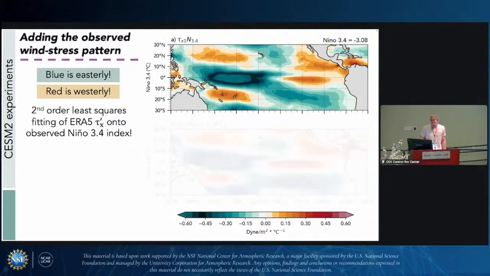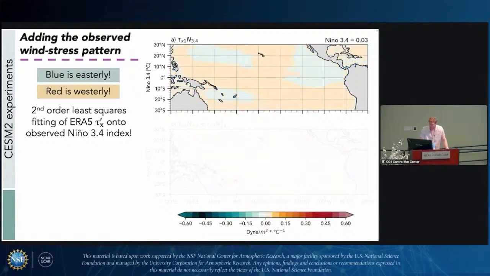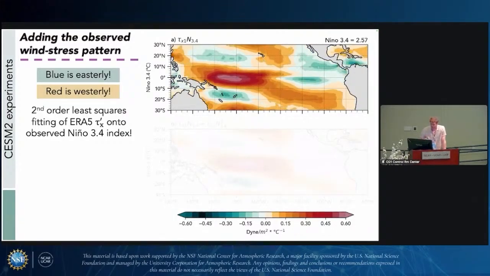Let's take a look at what that looks like in space. This is an animation showing us the wind stress that we're prescribing in the model. Blue is easterly and red is westerly. As the Niño 3.4 index becomes more positive, what you see is just an increase in the magnitude of westerly wind anomalies. As it switches back to La Niña, you'll see that the spatial pattern is exactly the same. They're perfectly symmetrical with each other, perfectly linear.